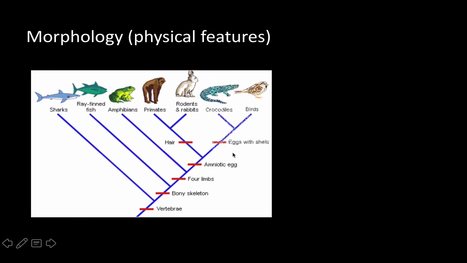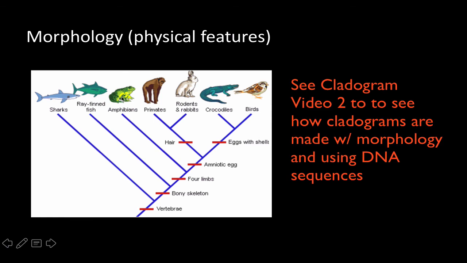This continues on this way. At some point, eggs with shells evolve, and as a result of that, you have birds, and here's a branching point here. So here's a speciation event, a branching point that evolves into crocodiles and birds. So whenever you're looking at morphological features, you look first at the oldest common ancestor, and whatever they had, every organism past that's going to have. So all of these have vertebrae. Evolution occurs here. Everything past that will have bony skeleton, and so on and so on. So that's how you use morphology in order to create a cladogram.